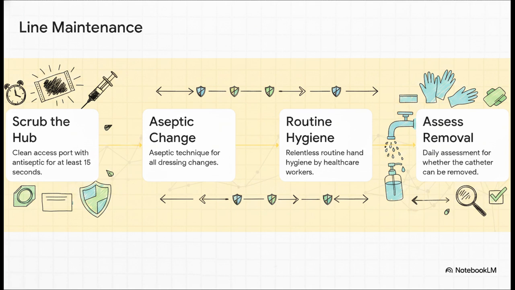Step 2 relies on Chapter 30's aseptic technique for all dressing changes to make absolutely sure no contaminants sneak in. Step 3 is routine, relentless hand hygiene, and Step 4 is doing that daily assessment for catheter removal all over again. This level of detail, literally scrubbing a tiny plastic hub for exactly 15 seconds, is what we mean by the micro level of public health. This is the frontline armor.